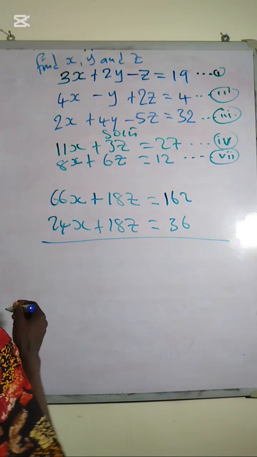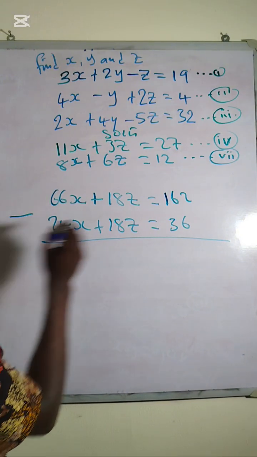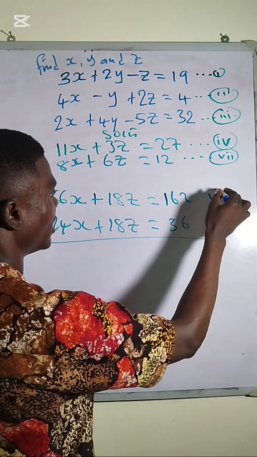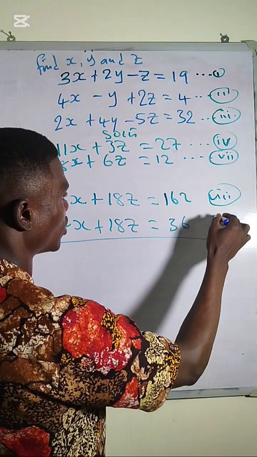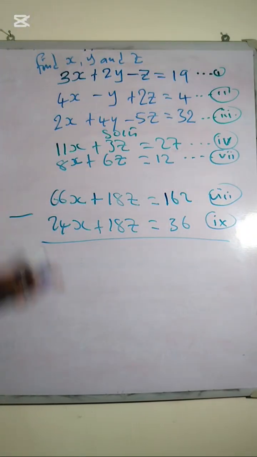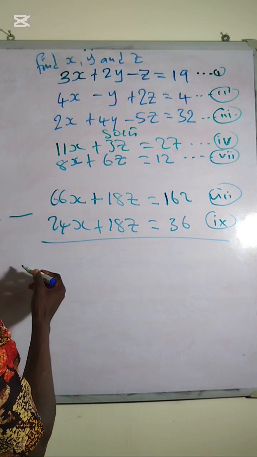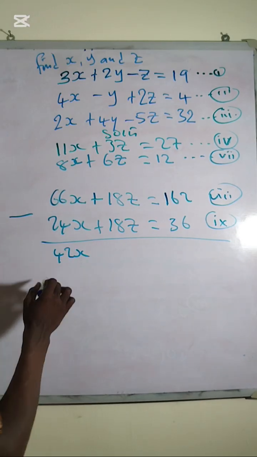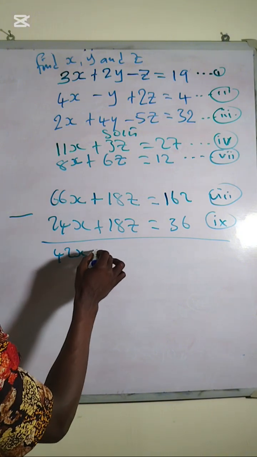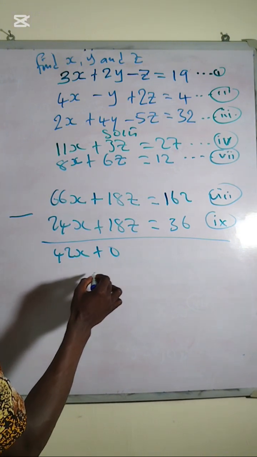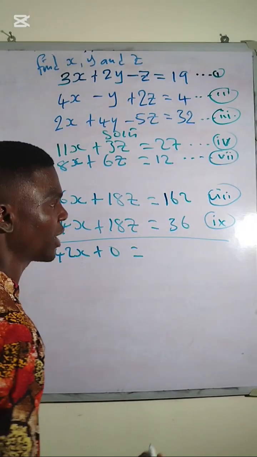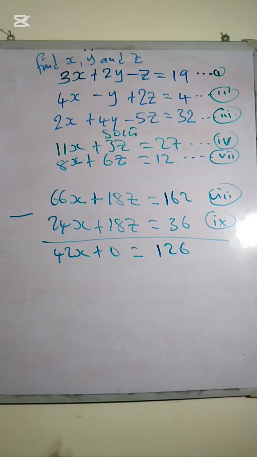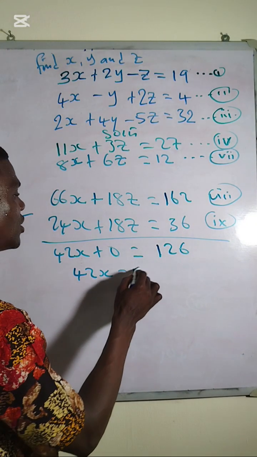So with this now, you can draw your line and eliminate. How do you eliminate? Let's subtract. Let's do this equation minus this. If you decide to call it 8, it's your choice. You decide to call this one equation 9. No problem. So we are going to be doing 8 minus 9. So 66 minus 24 is 42x. Yes. So this minus this, 0, is equals to 162 minus 36. This one will give us 126. So that means I'm having 42x is equals to 126.